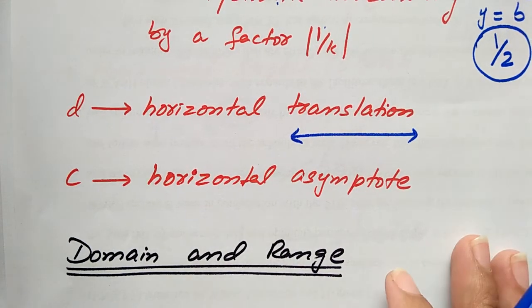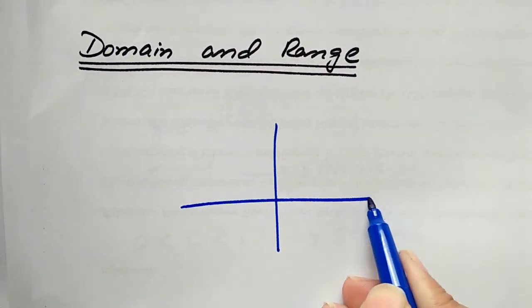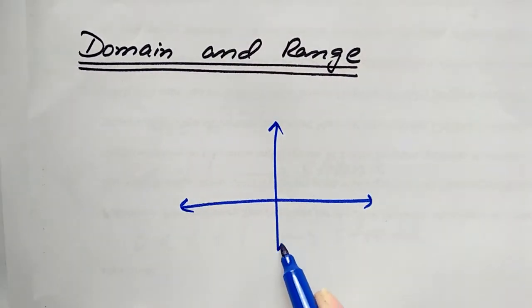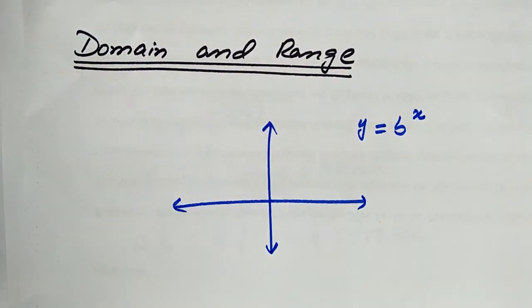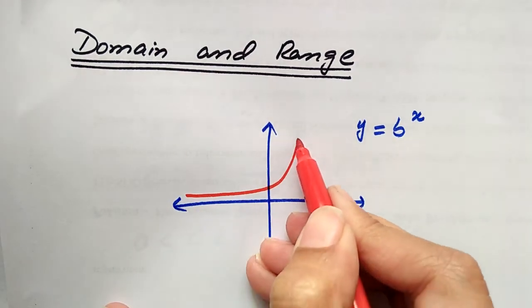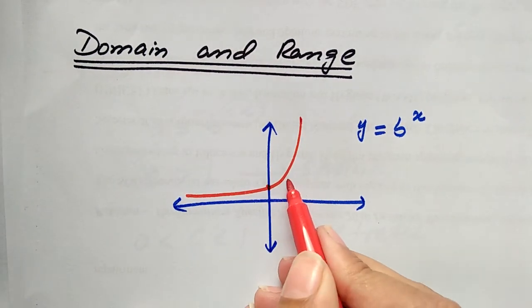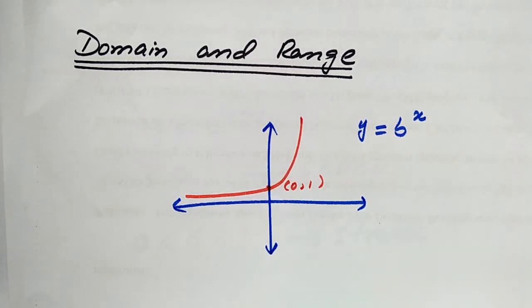This c is indicating the horizontal asymptote. When we talk about the asymptote, consider the graph for y equals b raised to power x. This is the graph for y equals b raised to power x, and this is the y-intercept.